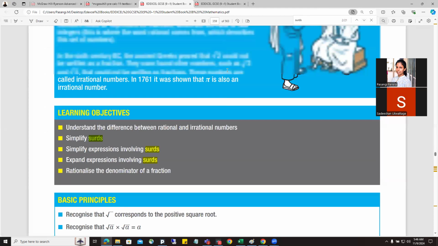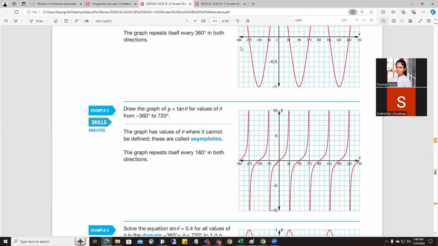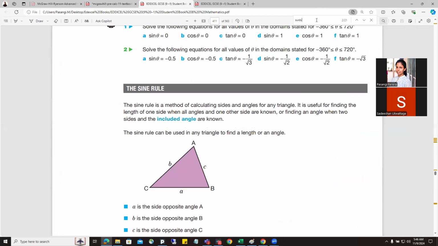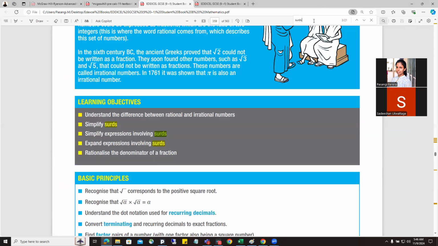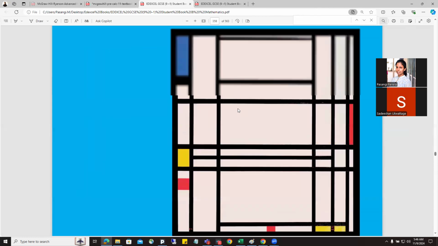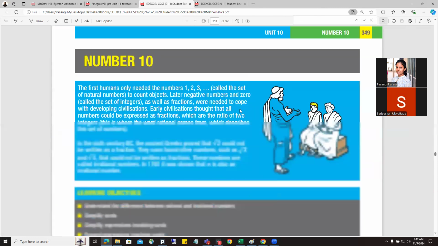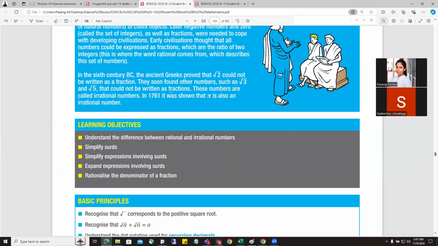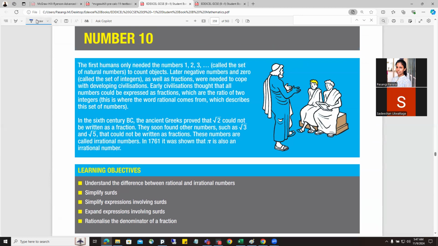Now you can see my screen, right? So today we will be starting unit 10. That means we will be doing the page surds. So when it comes to surds, what are the things we should know? First read this part, just for an introduction. The first one, right, Miss? Yes, about the learning objectives.